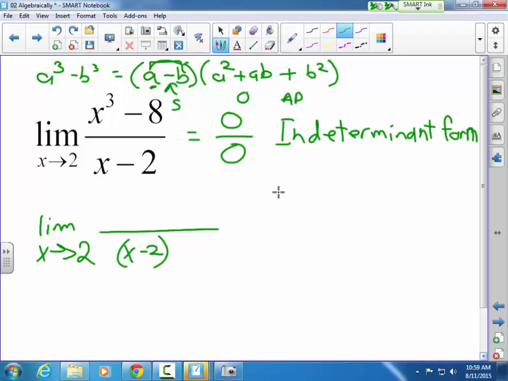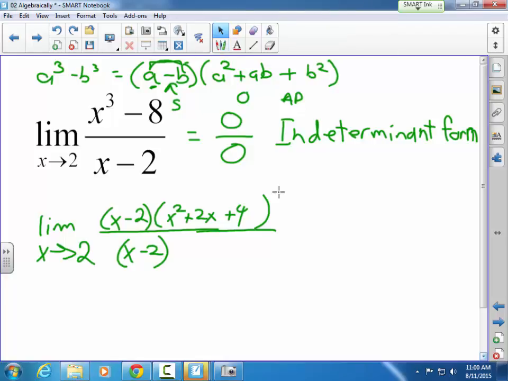So following that formula, what will happen with this x cubed minus 8? It will become what in factored form? X minus 2. X squared plus 2x plus 4. Very good. Y'all have no idea how often students get stuck on how to factor difference of cubes there. So y'all have done well with that.